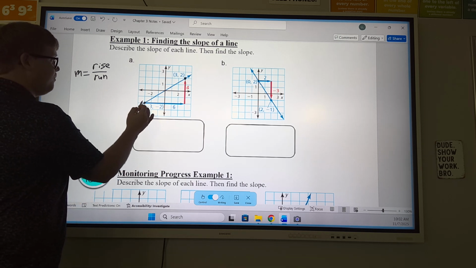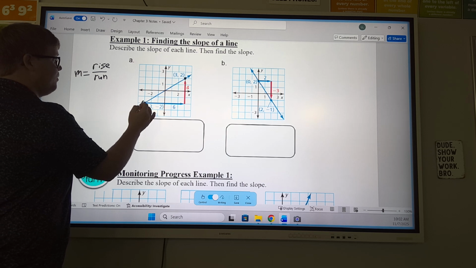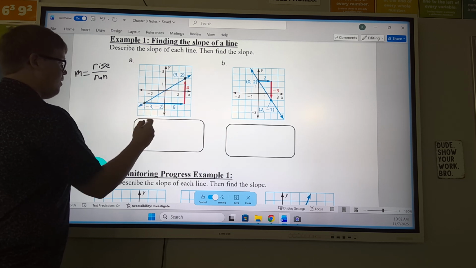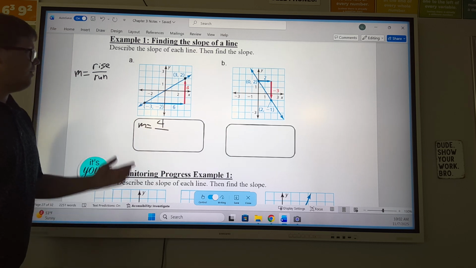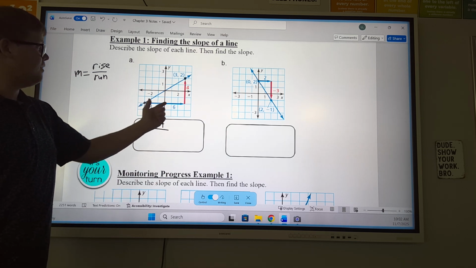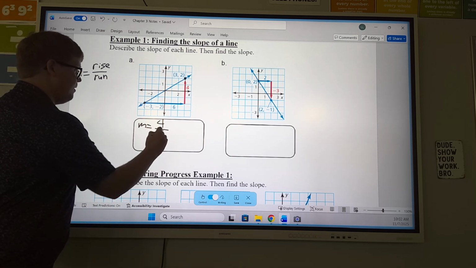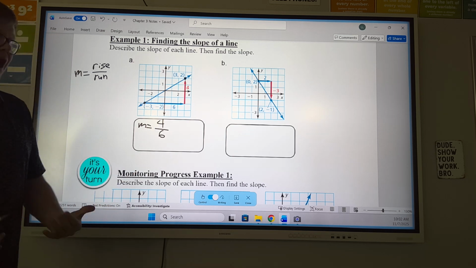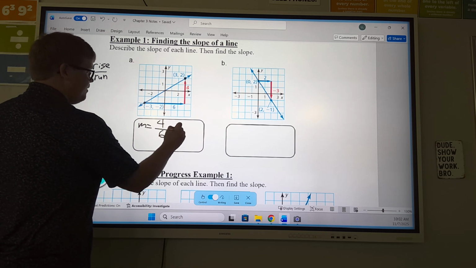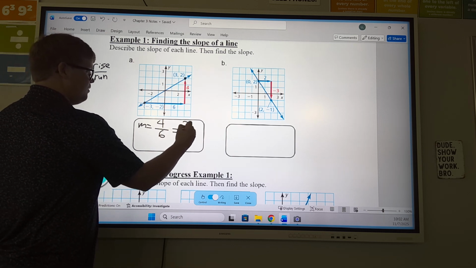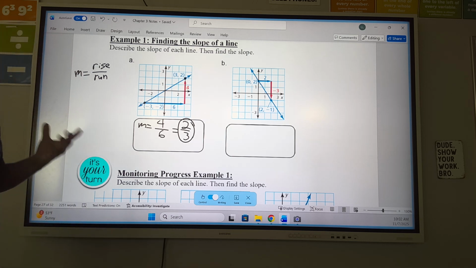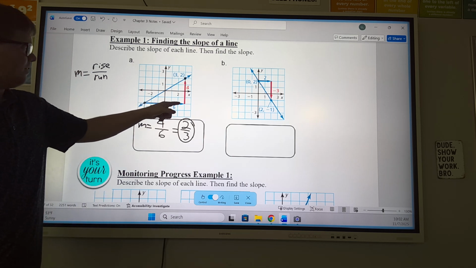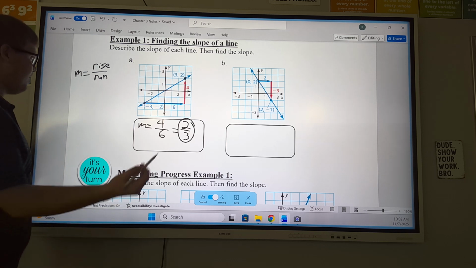From this point, it looks like we are rising 4. So we would put a 4 on top. And we are running 6. Now to put slope in simplest form, we have to simplify the fraction. Simplified form of 4 over 6 is 2 over 3. You can attack this in two different ways. You can either go underneath like this, like they did, or you can even go on top.